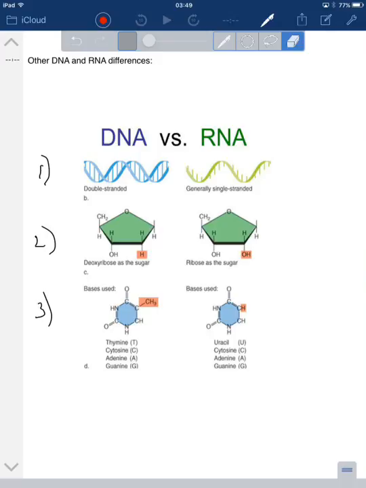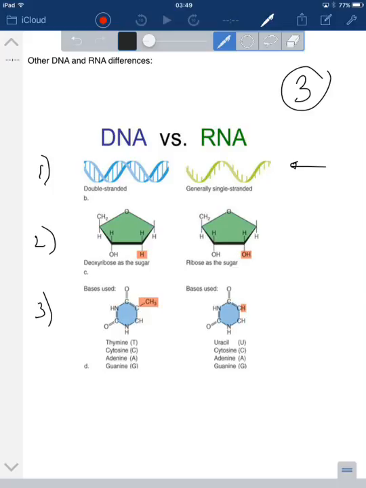This is a podcast on the differences between DNA and RNA, of which we should know that there are three. The first is that DNA will form a double helix. It's a double-stranded molecule. So there are two DNA strands in DNA, and there's only one in RNA.